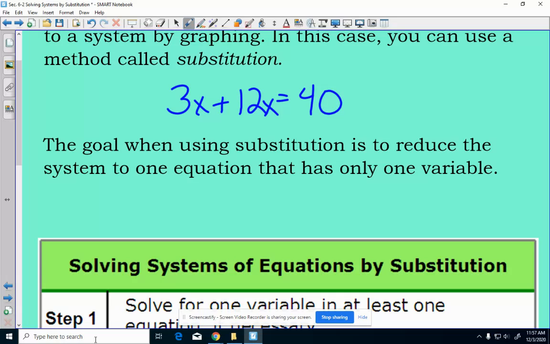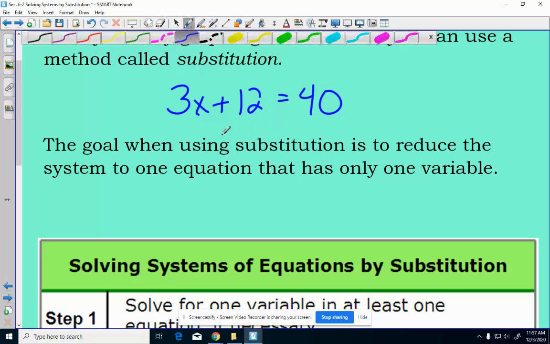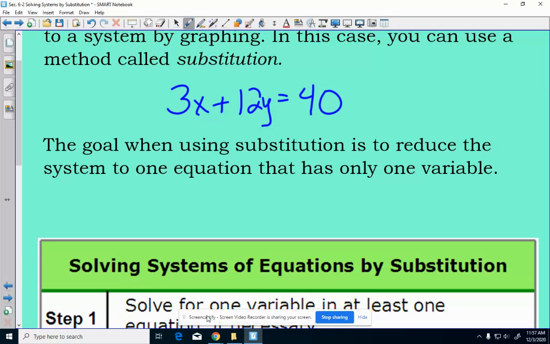But if this variable is not an x, and let's say it's a y, can you get an answer now? We could solve for a variable. We could make this say y equals or x equals, but could we get an answer, a number? Why not? Because I have 2 variables, and if I have 2 variables, I can't solve.